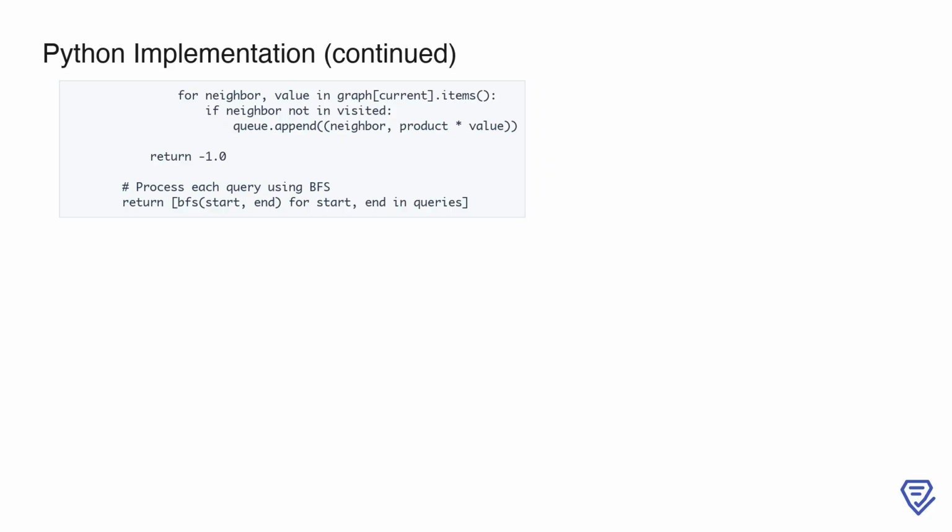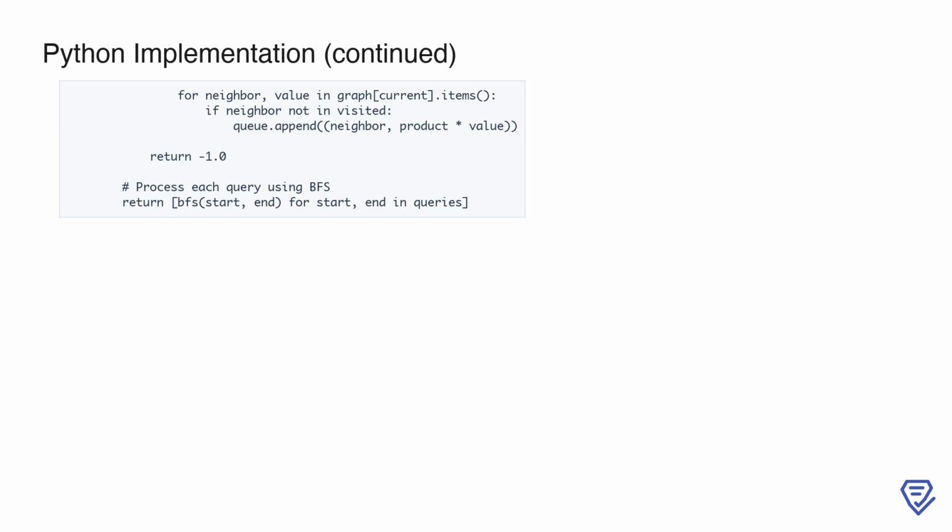For each neighbor, we check if it has not been visited yet. If it hasn't, we calculate the new product by multiplying the current product with the weight of the edge to the neighbor, and then add the neighbor to the queue along with this updated product. If we exhaust all possibilities and never reach the end node, we return -1.0 to indicate that the division is not possible.